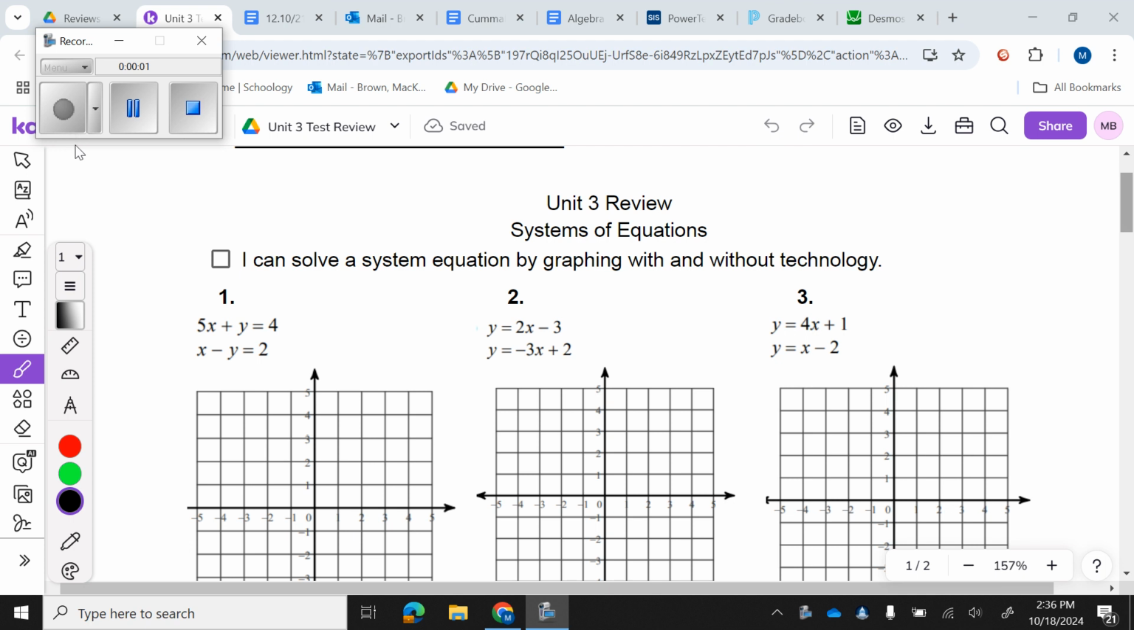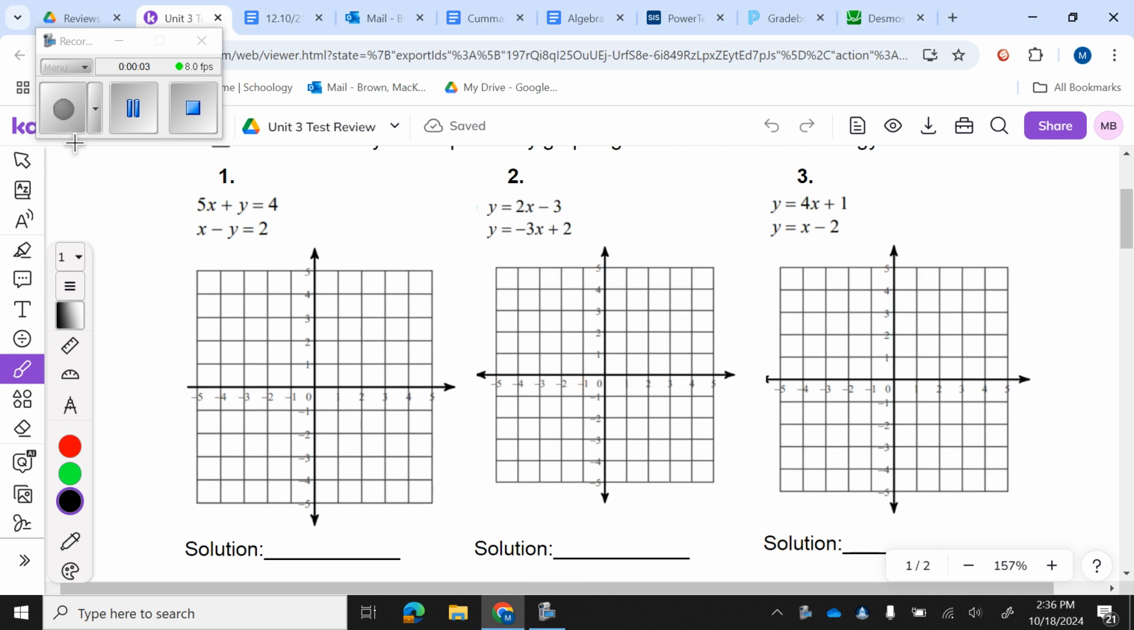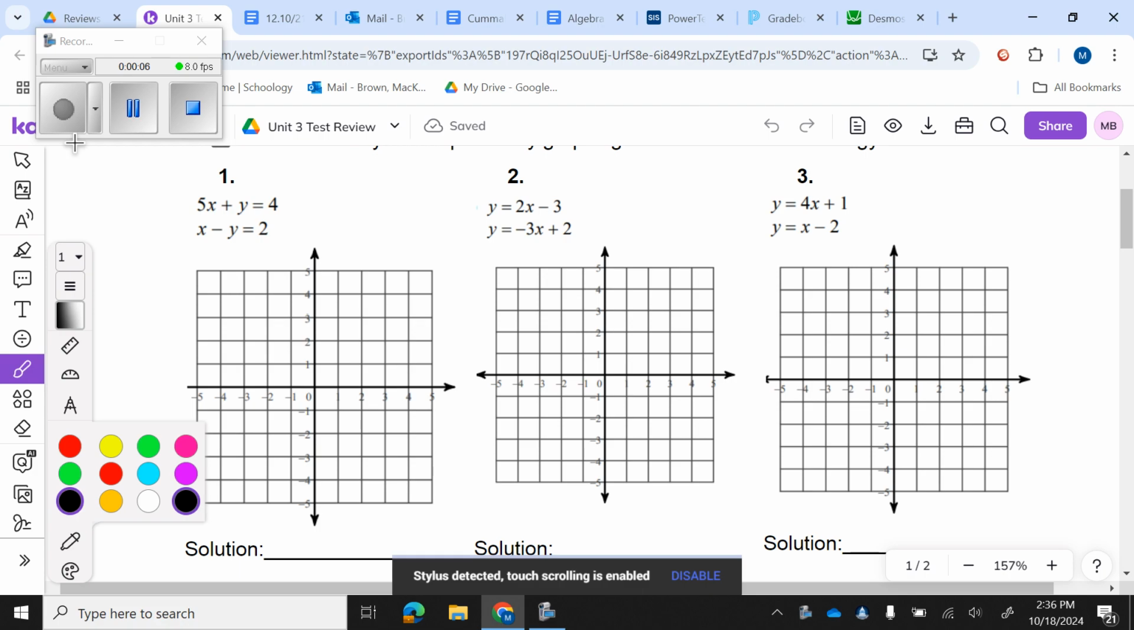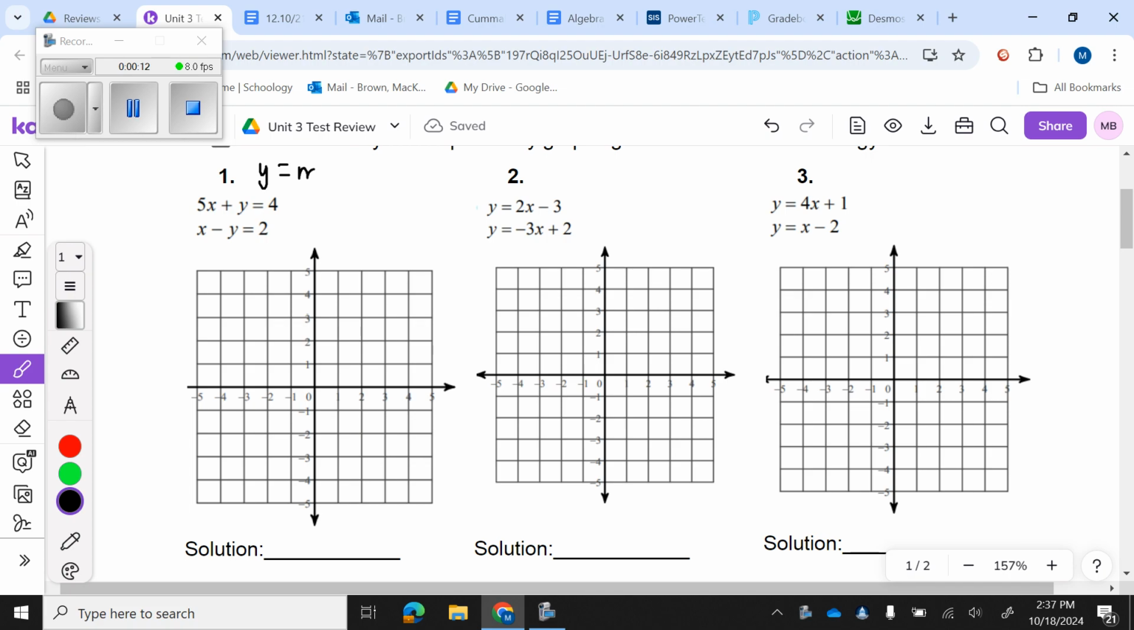To start, we're graphing this system of equations, and we have to figure out where the solution is. But remember, we want both of these in slope-intercept form, which is y equals mx plus b. So I'm going to have to rearrange this equation right here. I've got 5x plus y equals 4. I'm going to subtract 5x from both sides. I'm going to have y equals negative 5x plus 4. My y is by itself, so that means I'm good to go. I'm going to go ahead and graph this.